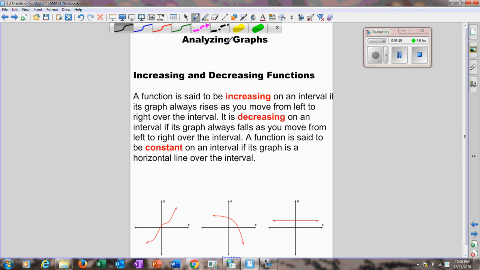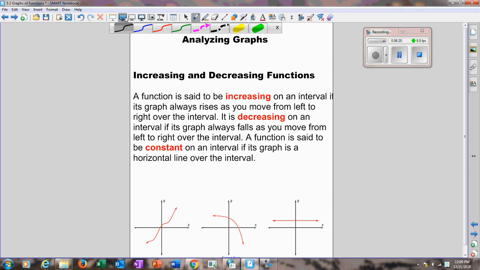Next, we have analyzing graphs and functions. So when we look at analyzing graphs for increasing and decreasing functions, a function is said to be increasing on an interval if its graph always rises as you move from left to right. Important that you're always going to move from the left to the right. It is decreasing on an interval if it always falls as you move from left to right over the interval. A function is said to be constant on an interval if it is a horizontal line over the interval.